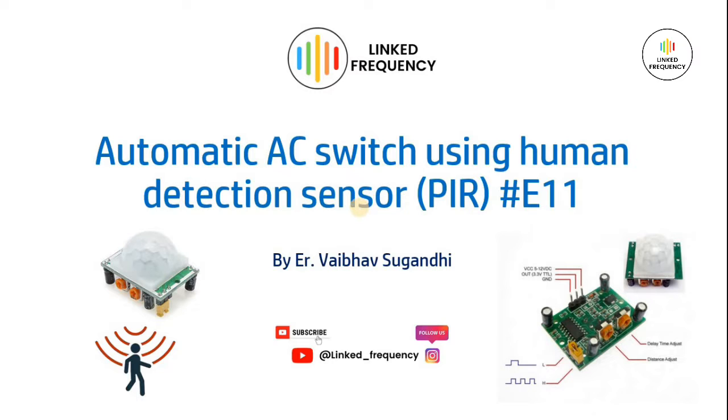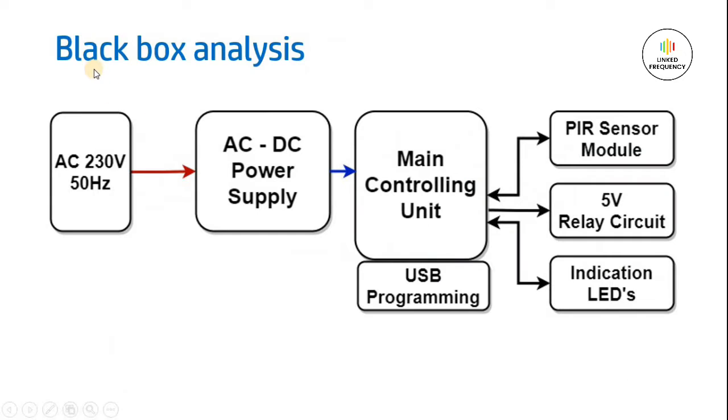Let's get started with our black box analysis. First thing is, we have a black box analysis here. This is a device which is used with the AC equipment or AC components in our home. That's why we are using a 230 volt AC directly connected to the entire system. Of course, we are converting that AC into DC by using an AC to DC power supply. Why? Because our electronics work on DC voltage, not directly on AC voltage.